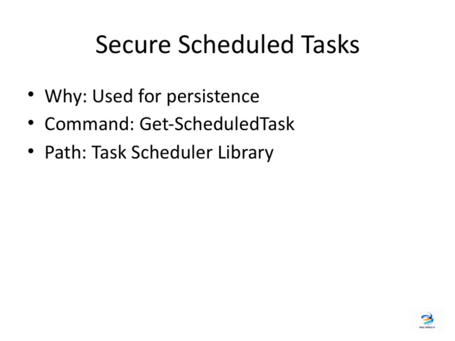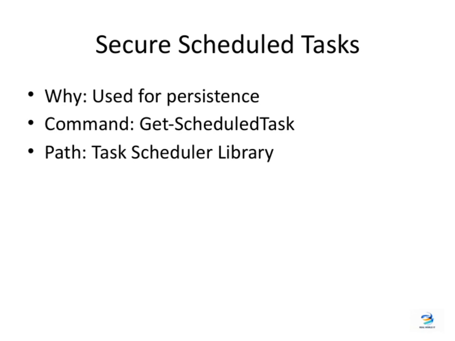So, why do we use this command? Well, primarily for persistence. It allows us to check and manage scheduled tasks that are set to run automatically, even after reboots or system restarts. The command we use is Get-ScheduledTask, which helps us retrieve those tasks from the Task Scheduler library. This library is essentially the central location where all scheduled tasks are stored and managed.